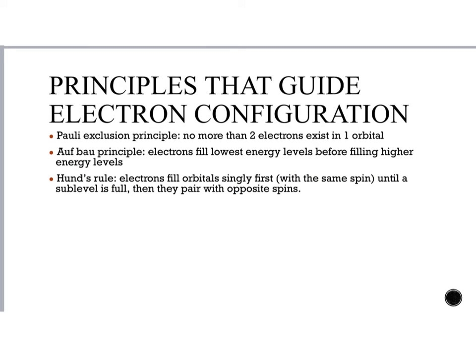Okay, there are 3 guiding principles when we assign electron configuration. The first one, yes, you do have to remember the name of all of these, is called the Pauli exclusion principle. It states that there are only 2 electrons in one orbital. The Aufbau principle states that we fill electrons in the lower energy levels first before we fill electrons in higher energy levels. And Hund's rule states that electrons fill orbitals singly first with the same spin until a sublevel is full, and then they pair with opposite spins. We're going to apply this in just a little bit when we actually look at what electron configuration is, but have this handy for you to reference while we are doing electron configuration.